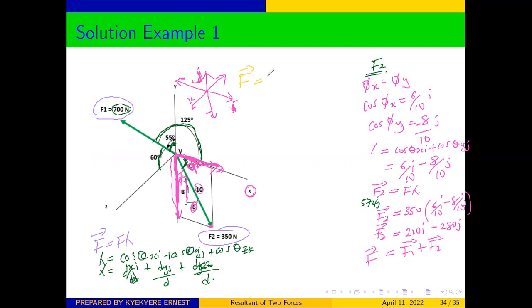resultant will be equal to our F1. Our F1, we had negative 40. Let me change my marker. It seems it is not coming clearly as I want it. So we are going to get negative 401.8i plus 401.8j plus 350k. So this was our force for F1.